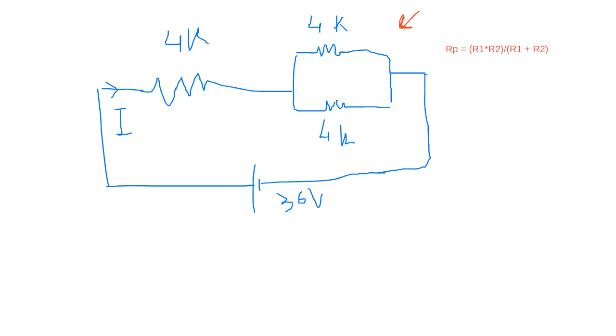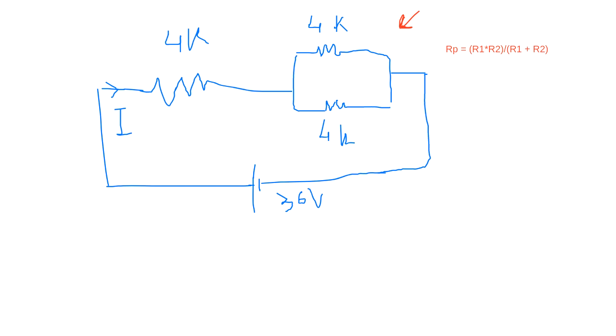So what is the value of R1 and R2? 4 into 4 divided by 4 plus 4. 4 into 4 is how much? 16. Divided by 4 plus 4, which is 8. So it will be 2 kilo. Is it making sense? So the equivalent resistance of the parallel part will be 2 kilo ohm.